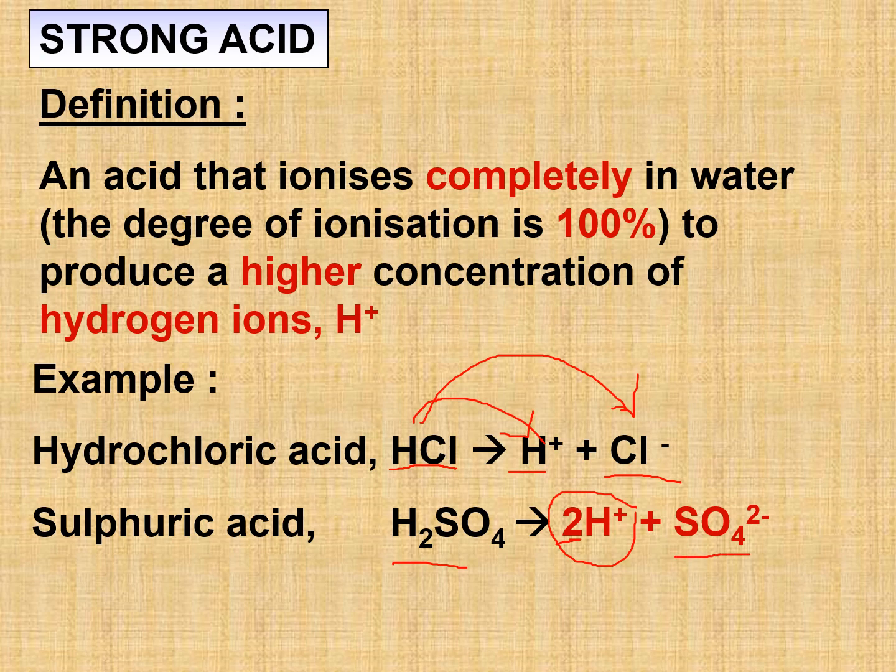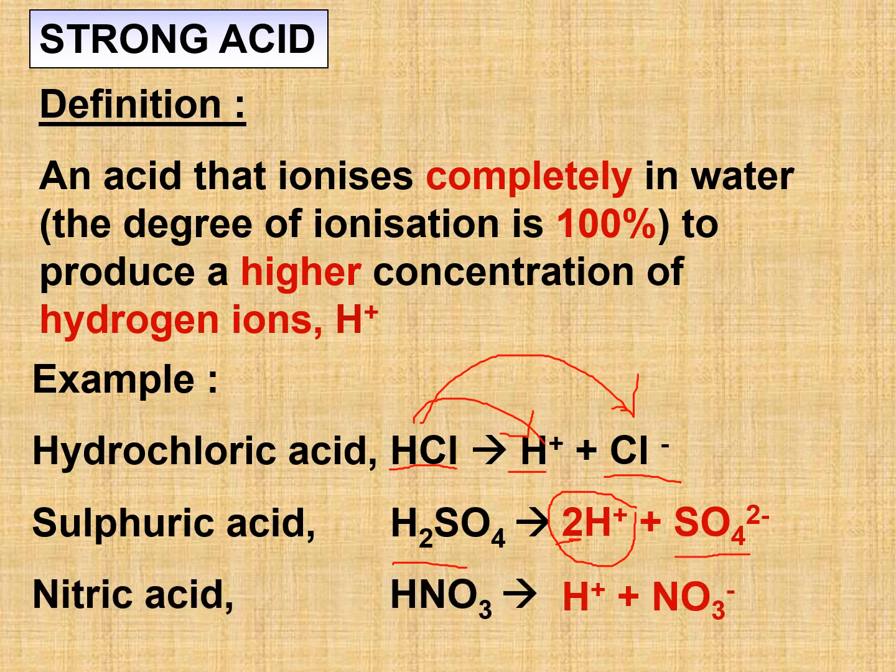Okay, we have another example, nitric acid. Nitric acid, we get H+ ion and nitrate ion. Only one H+ ion.